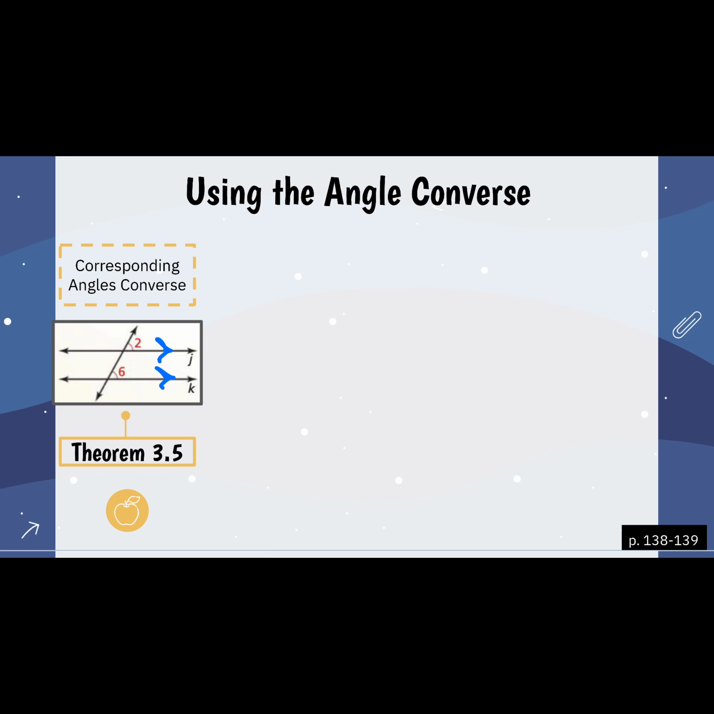Today, what we're going to look at is they're saying, hey, we're not going to tell you if these are parallel or not. J and K, we're not going to tell you if they're parallel or not. What we're going to tell you is some angle relationship. And then we have to decide if these two lines are parallel. So the first theorem goes right along with what we've talked about. The corresponding angles converse is what our theorem would be called. And all that says is that if they give us corresponding angles, then we can know that these two lines are parallel.